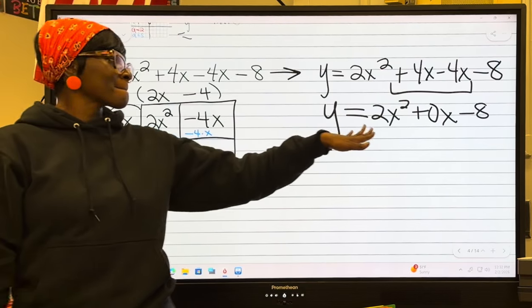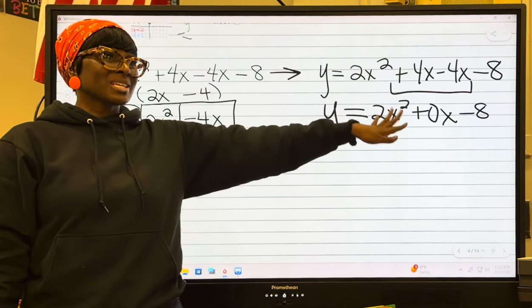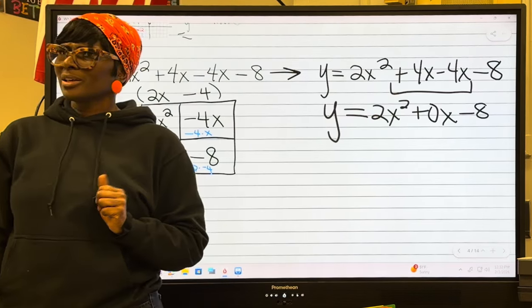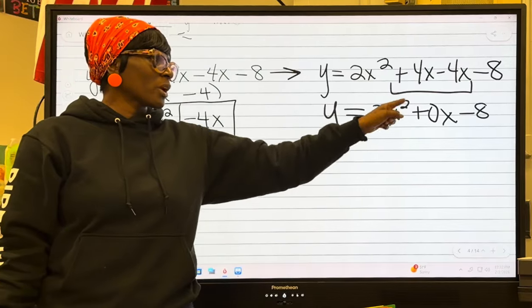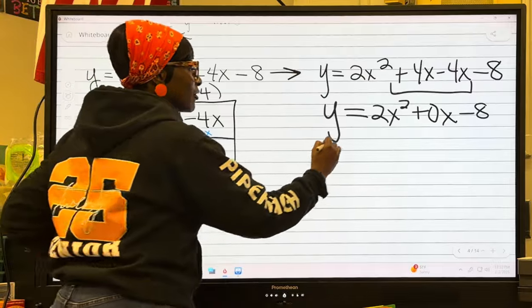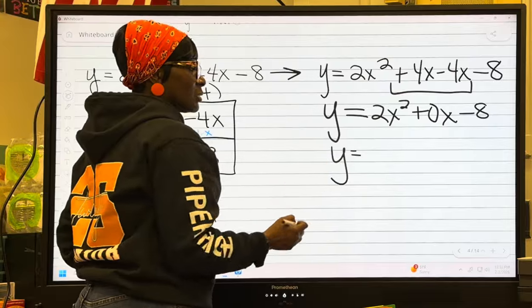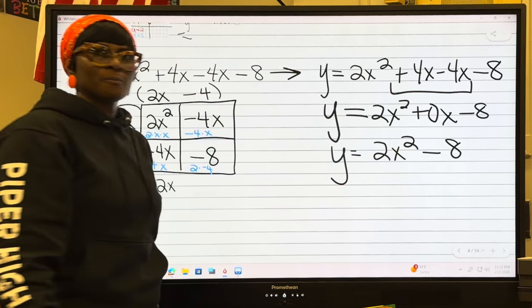What's my A? 2. What's my B? 0. What's my C? Negative 8. I just put this in standard form. What is standard form? Y equals ax squared plus bx plus c. Y'all with me? Now, I can go a step further because we know we don't need that 0x, so it can really be 2x squared minus 8.